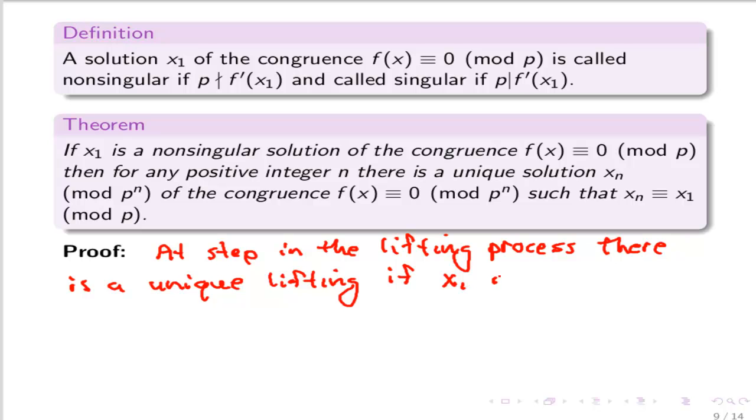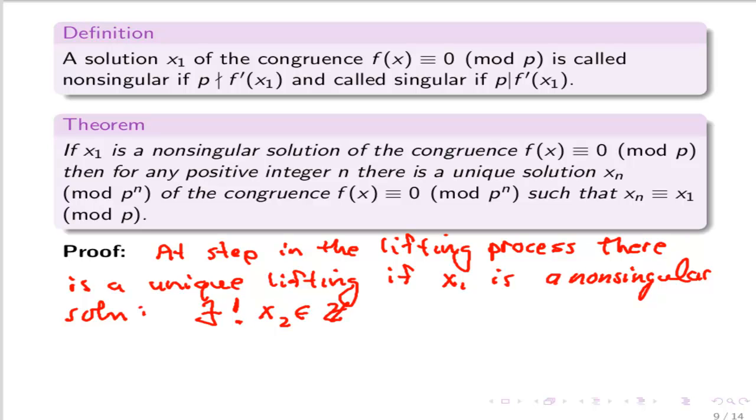If x1 is a non-singular solution, that means there exists a unique x2, where the exclamation mark means unique, in the integers with x2 congruent to x1 mod p and f of x2 congruent to 0 mod p squared.